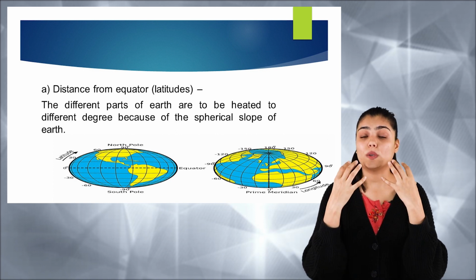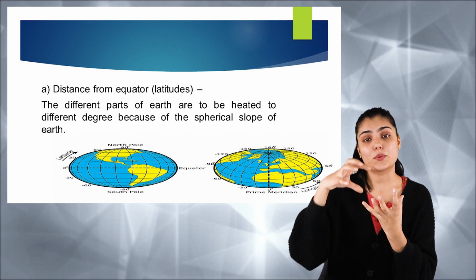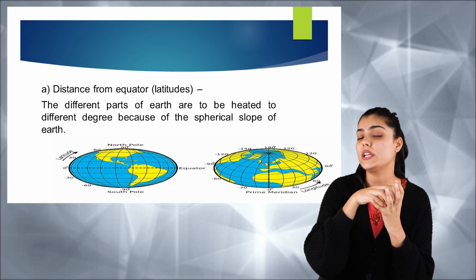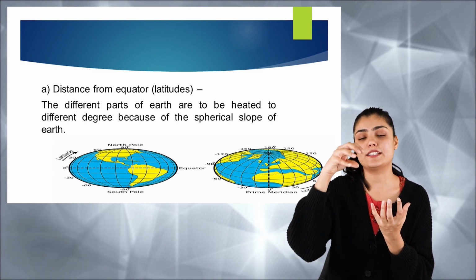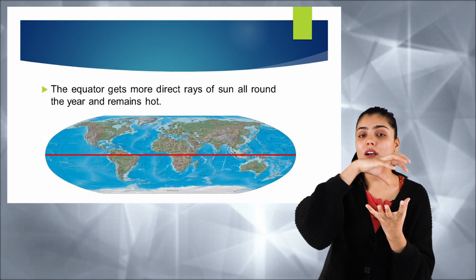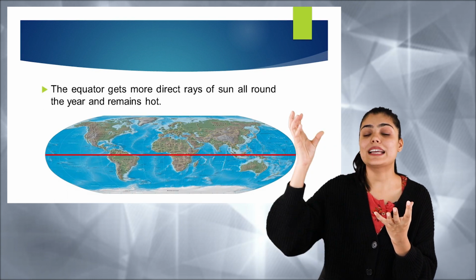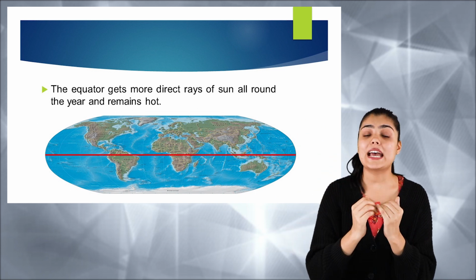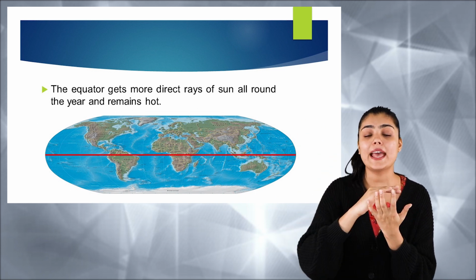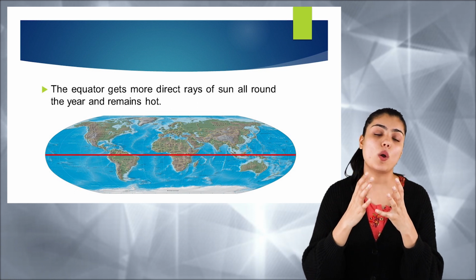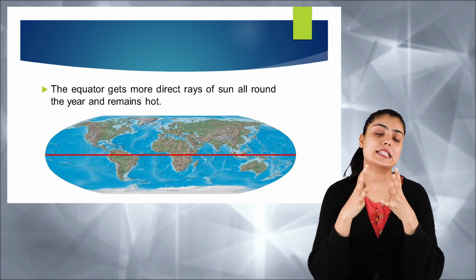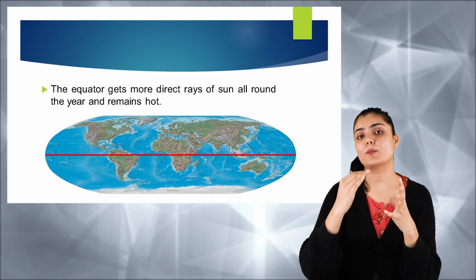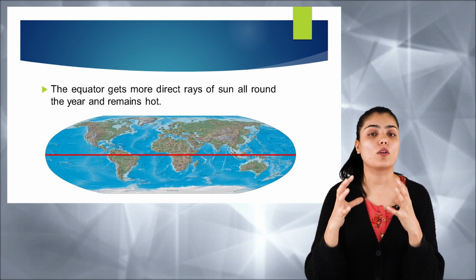As we are all aware, the Earth is round, and the degree at which the solar radiation reaches the earth is different in different places. Now, when we talk about the equator, it gets the direct rays of the sun. It happens all around the year, and so the equator remains hot. So the first one is distance from the equator. What is the distance of a particular region from the equator decides the temperature of the region.